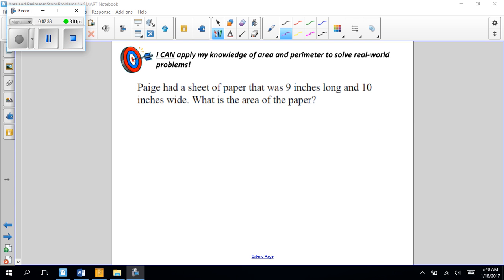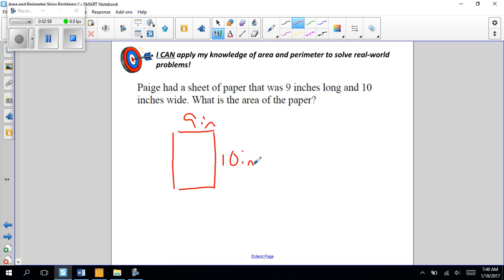You can pause this if you like to, just so you can get working on your own. Paige has a sheet of paper that was 9 inches long and 10 inches wide. What is the area of the paper? So just like the last one, I'm going to go through and draw a picture first. I have my sheet of paper, 9 inches long, it's 10 inches wide. However you draw it.